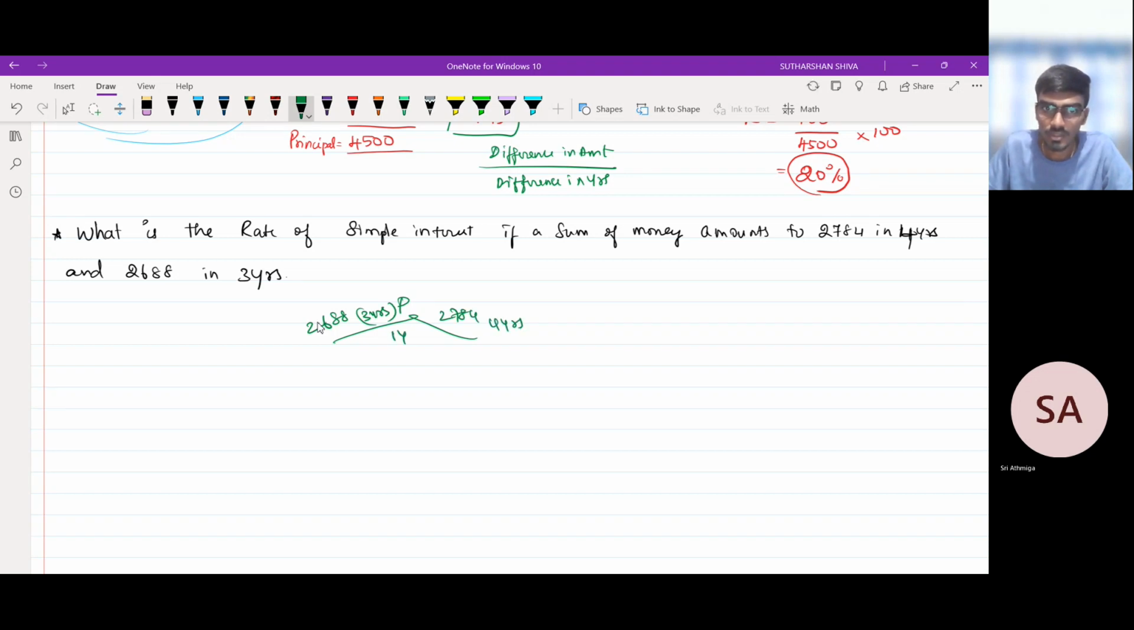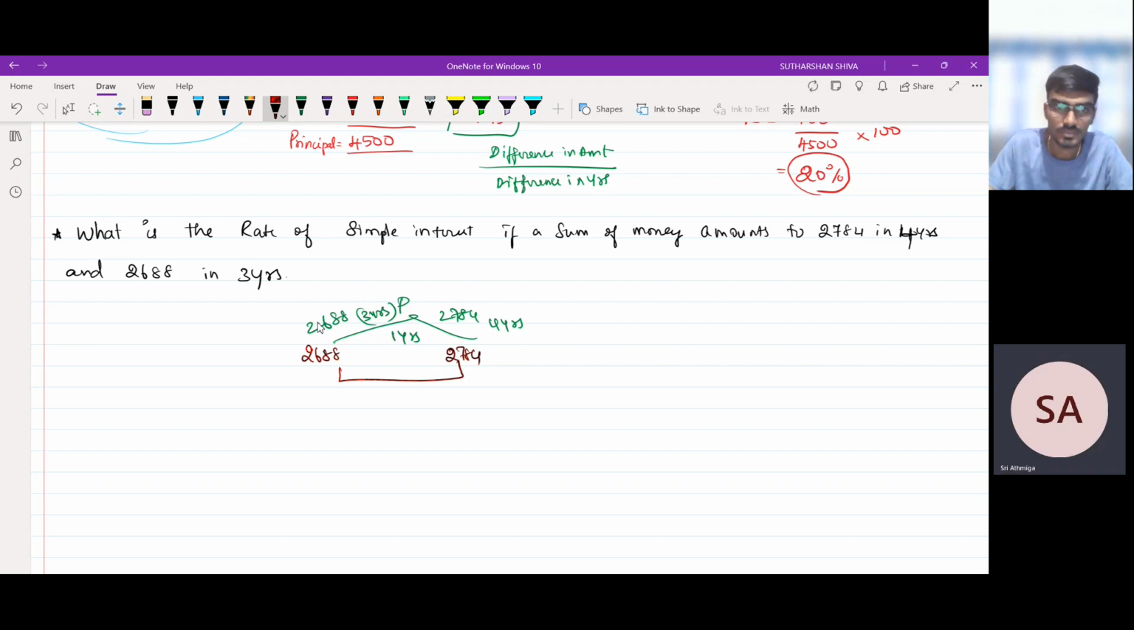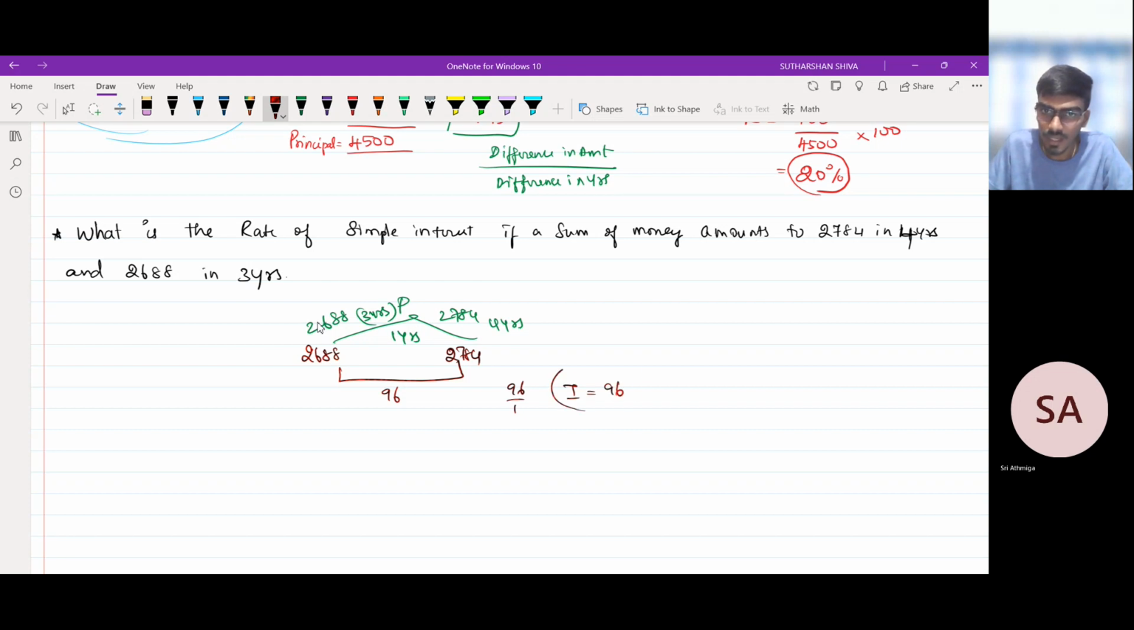The difference between the two is 1 year. The difference between the amounts is how much? 2688, 2784. The difference of amount is 96, just only 96. What is the first formula? Difference in amount divided by difference in years. What is 96 divided by 1? My interest is going to be 96.